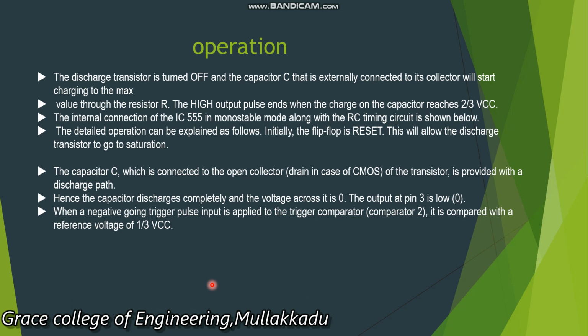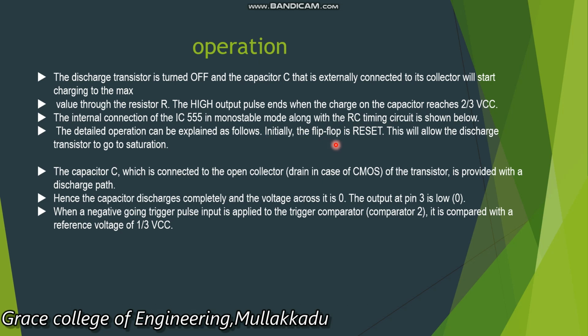Regarding the operation, how this takes place based upon the RC value: the discharging transistor and the capacitance which is connected to its collector will start charging to the maximum value. When the capacitor charges, we obtain the VCC output. The high output indicates the VCC output when the capacitance starts to charge and reaches 2/3 VCC. The internal connection of IC555 in the monostable mode consists of an RC timing network, and the operation can be explained in detail.